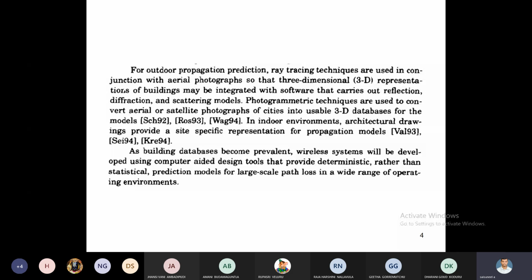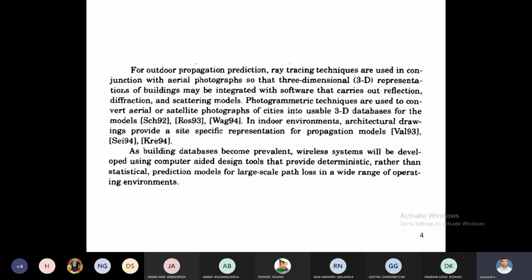That is, we have to draw a three-dimensional representation of a building, which may be integrated in the software with reflection, diffraction, and scattering models. Similar techniques are also used for satellites, to draw 3D database models.